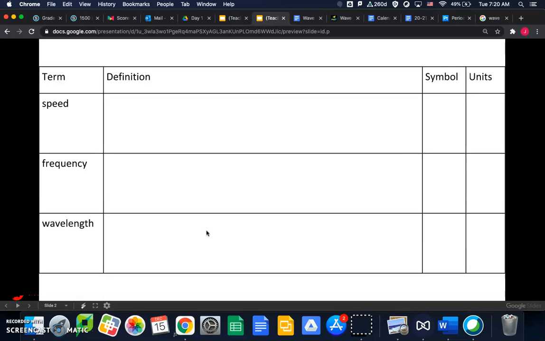Start off this lesson, we're going to take some notes on speed of a wave. So what is speed? Well, the definition is just how fast something goes. The symbol for speed is just an S. And then the units, we measure speed in meters per second. So go ahead and fill this out on your table.